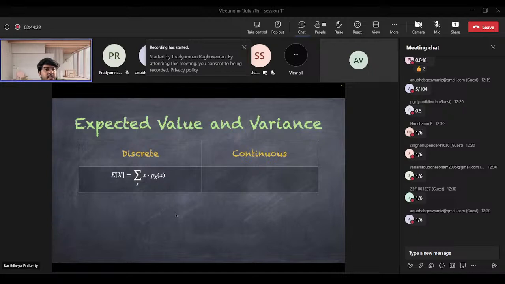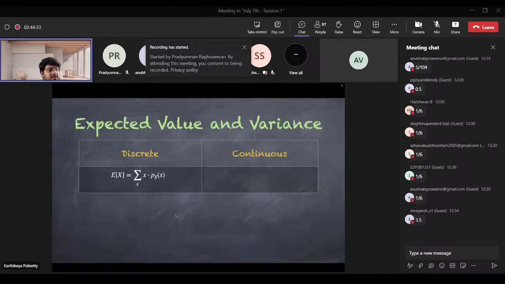What is the expected value of throwing a dice? So you can get 1 with probability 1 by 6, 2 with probability 1 by 6, and so on, 6 with probability 1 by 6. So the expected value will be 1 by 6 times 1 plus 2 plus and so on to 6. Yeah, it's 3.5. So this is how you calculate expected value for a discrete system. For a continuous system, since it's continuous, it's nothing but taking the integral over the entire range of values of x from minus infinity to infinity, x times fx of x dx.